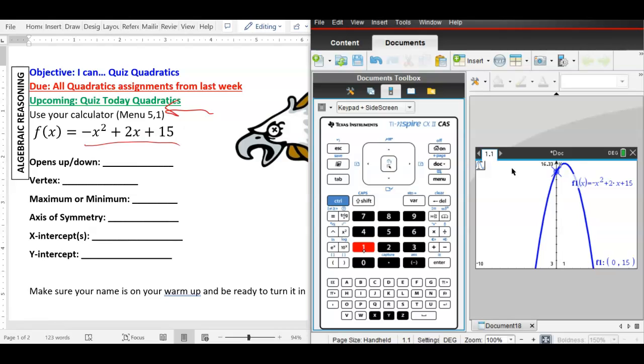Yeah, it's on that vertical line, which is the y-axis. So that is the y-intercept, and it tells you what it is down here. It is 0, 15. So for y-intercept, we can go ahead and write 0, 15. Does everyone see that the y-intercept is not just 15? It is 0, 15. All right, everyone doing this with me?